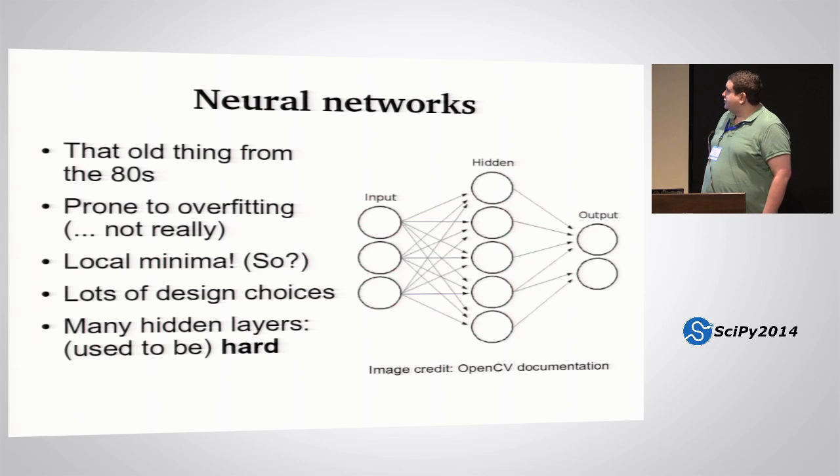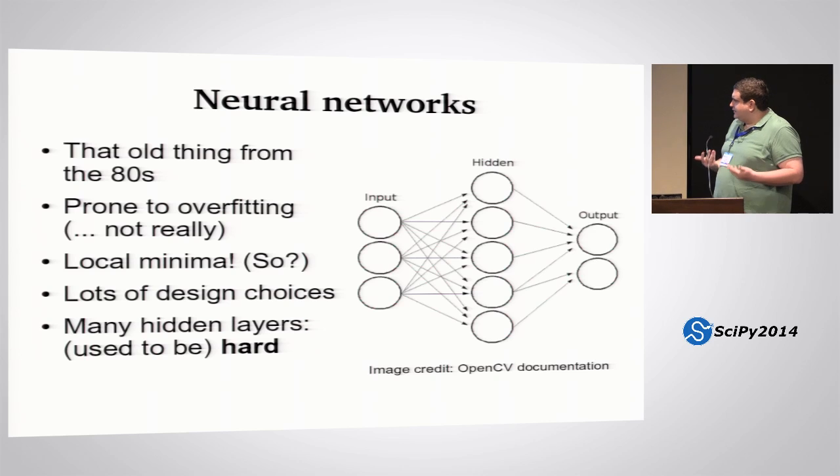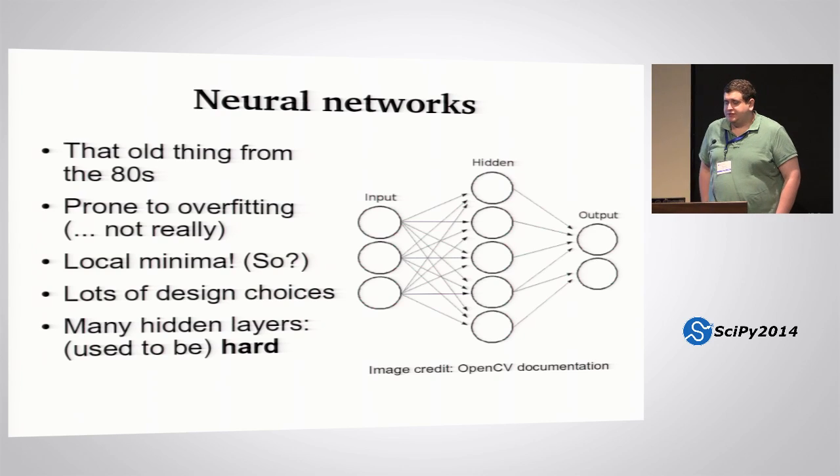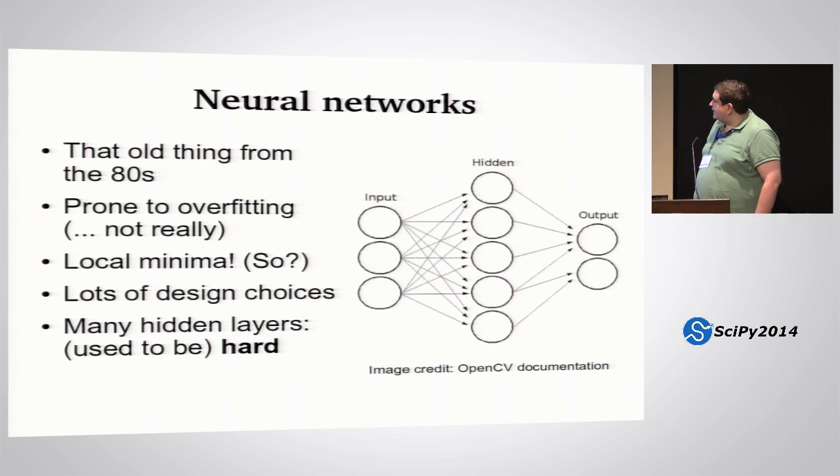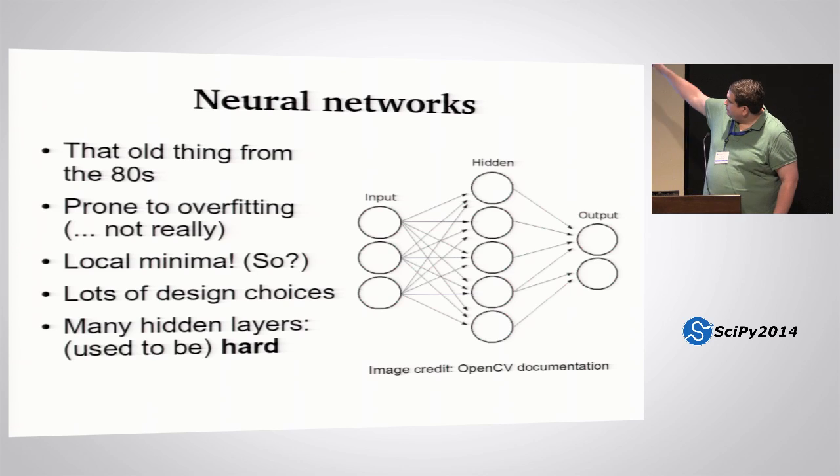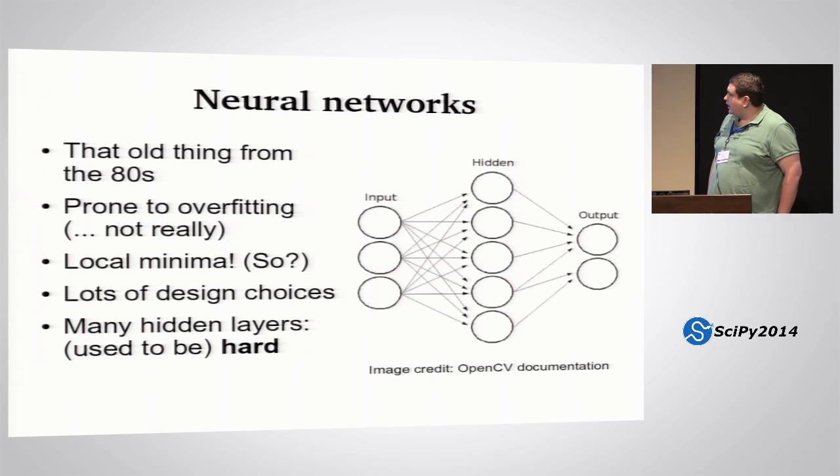Your objective function is non-convex, so that means that you may have lots of local minima. In fact, you're guaranteed to have lots of local minima due to symmetries. Is that really a problem? As you'll see, probably not. The main thing is that there are lots of design choices that are kind of black art, especially using many hidden layers, so many layers of neurons in between your input and output that are used as features, used to be very, very hard.